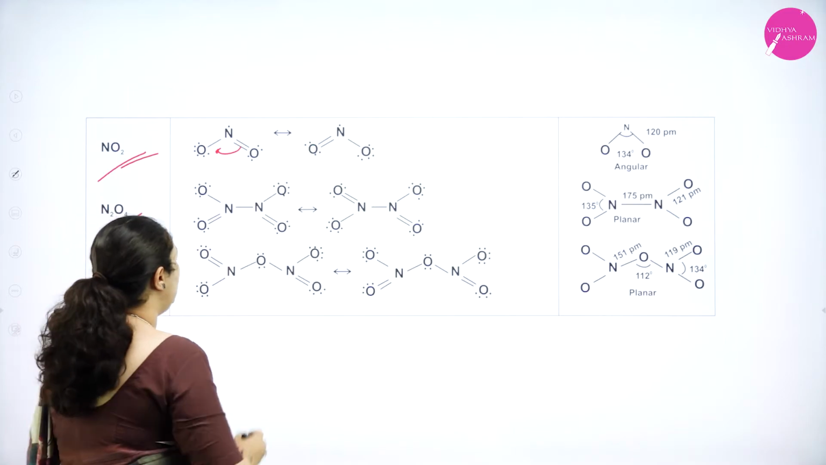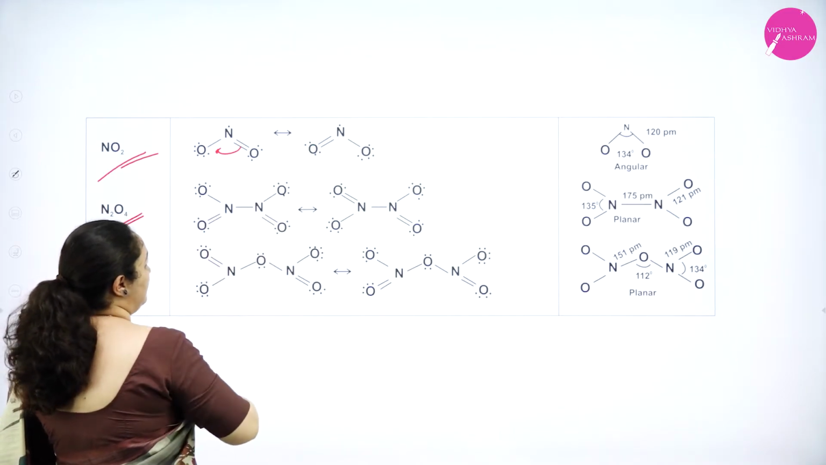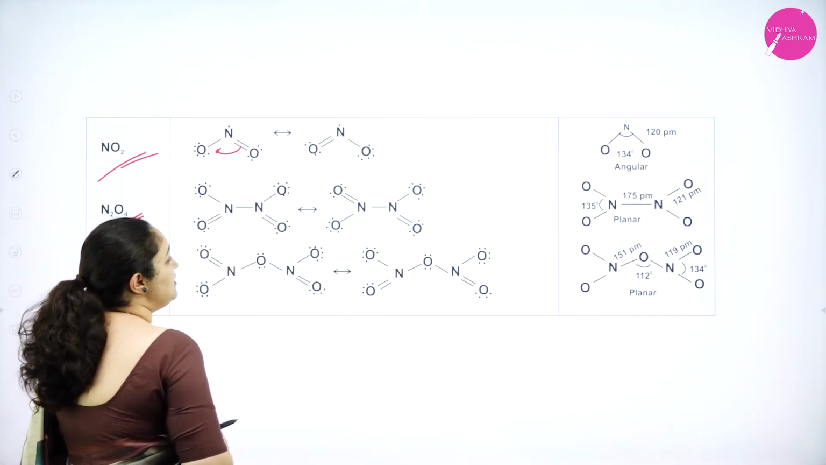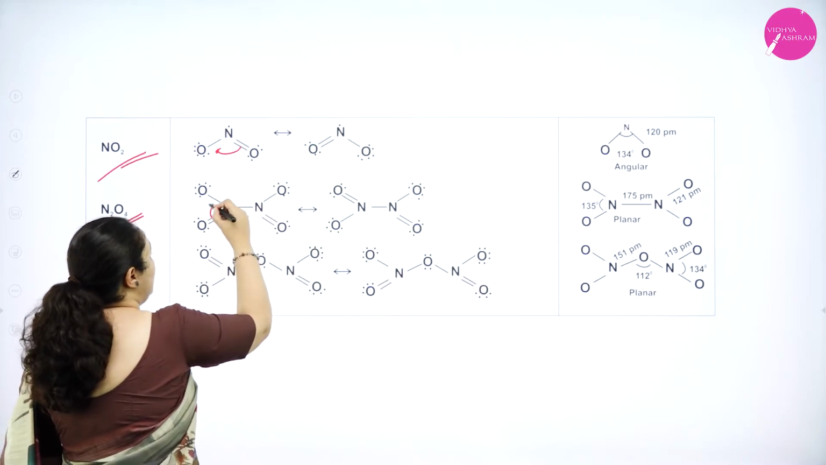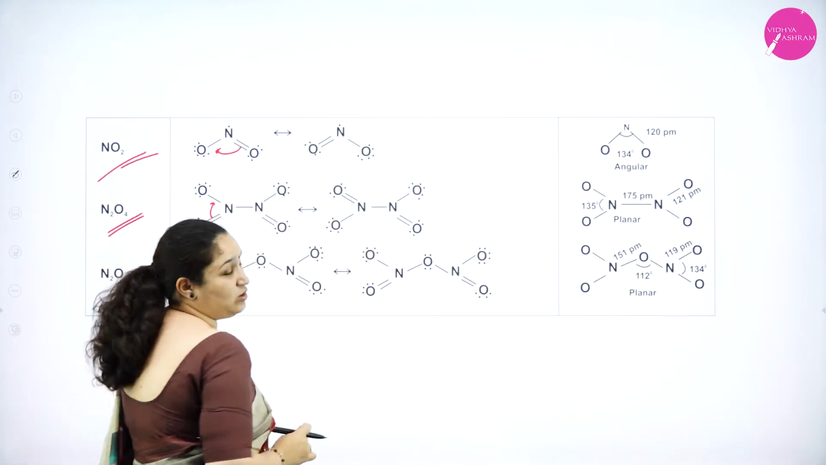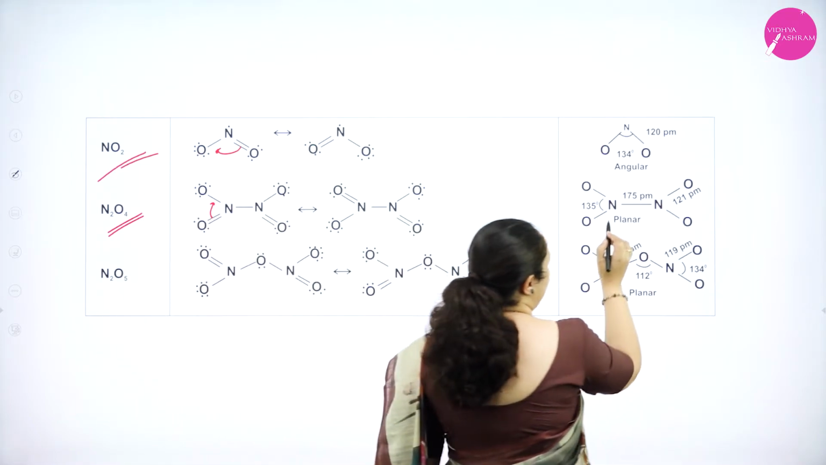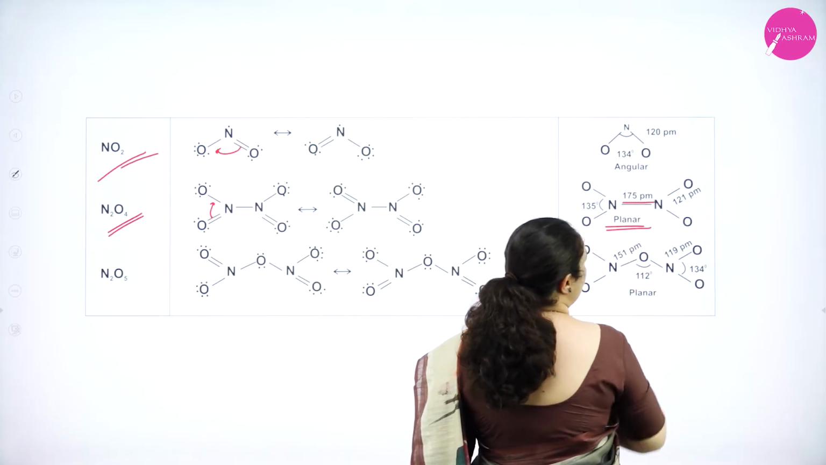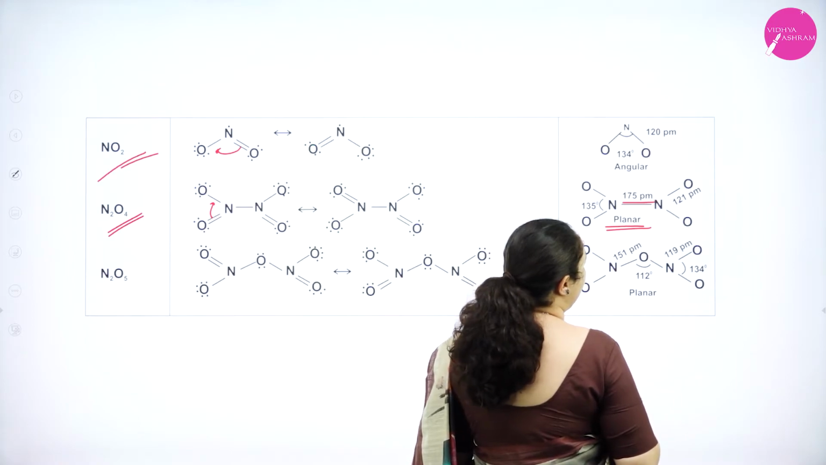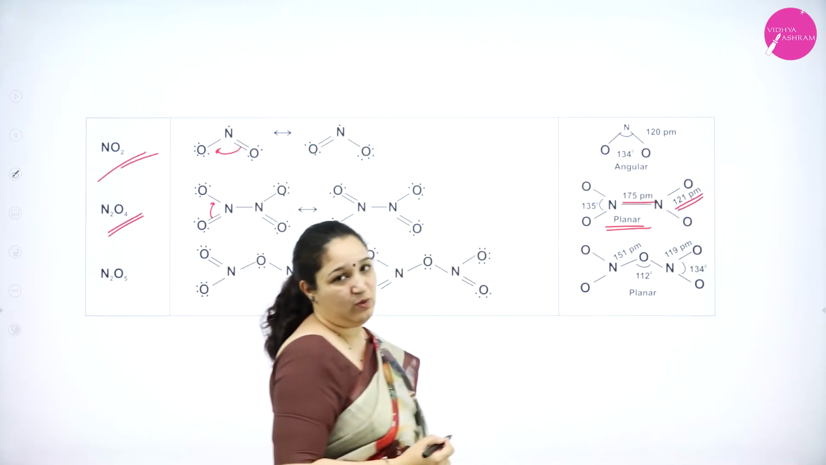N2O4, you can see two nitrogen atoms are bonded with one another, and you have four oxygen atoms. In two oxygen atoms there is a single bond, and in the other two there is a double bond. You have to just move the double bond, you will get two double bonds on the opposite ends and two single bonds opposite to one another. So here if you see, it's a planar molecule, bond length is 175 picometer, bond angle is 135 degree, and nitrogen to oxygen the bond length is 121 picometer.